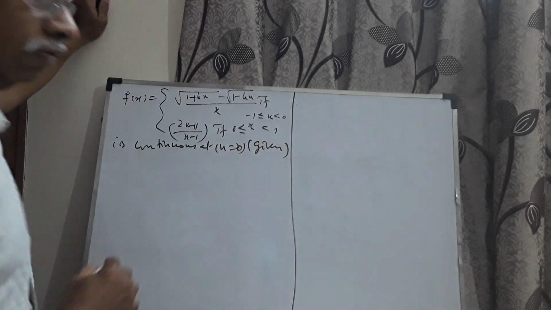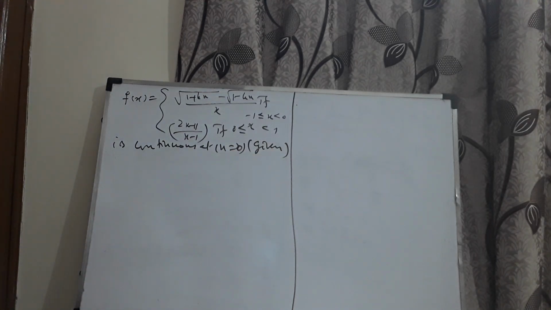Remember carefully, the difference between the previous sum and the present sum is this: I won't write the left hand limit and right hand limit there, because below 0 as well as above 0 the function value is the same. But here it is different.